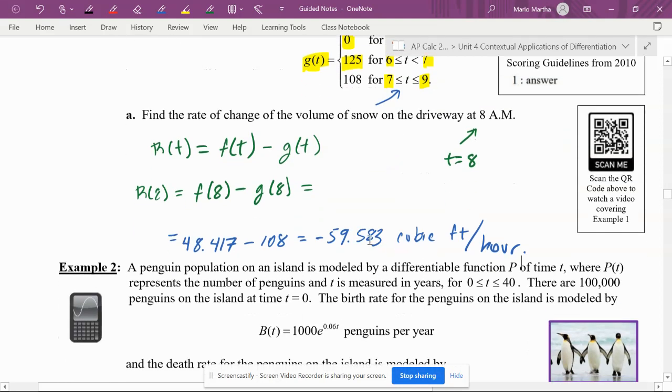All right, let's look at example two. For the previous one, it was just to find the rate of change. It wasn't asking for an explanation, so that's why I only did the units.